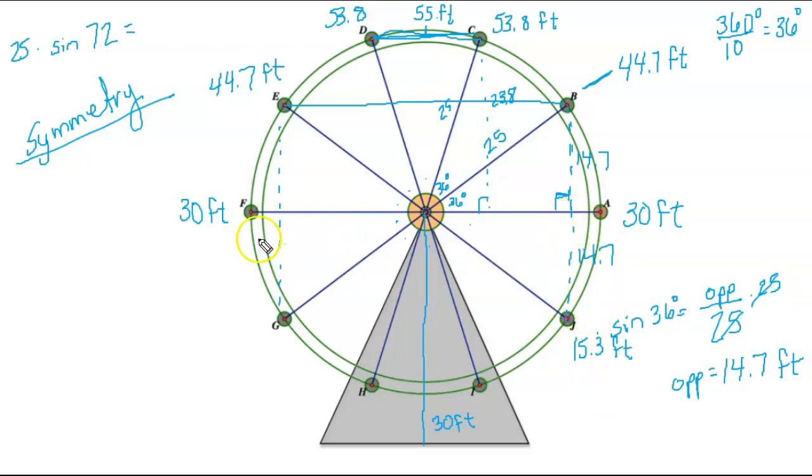And I can either do the same thing here and say, well, if this was 14.7, this one was 14.7. Or I can also notice that J lines up with G. So if J is 15.3 feet, G is 15.3 feet. And we get that symmetry going on there as well. D matches up with H, and C matches up with I. So if they were 23.8 above, these are going to be 23.8 below 30 feet, which makes them roughly 6.2 feet.